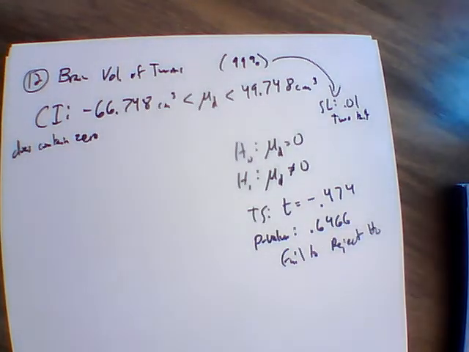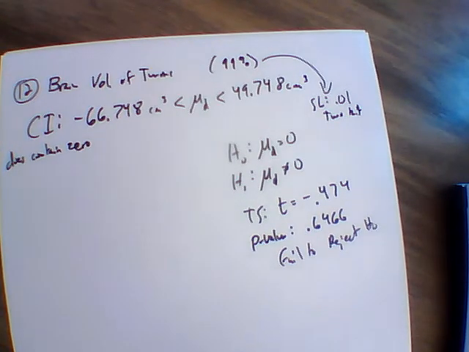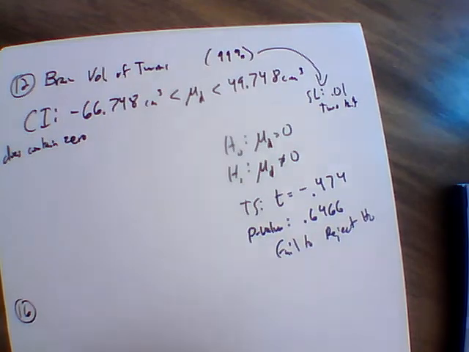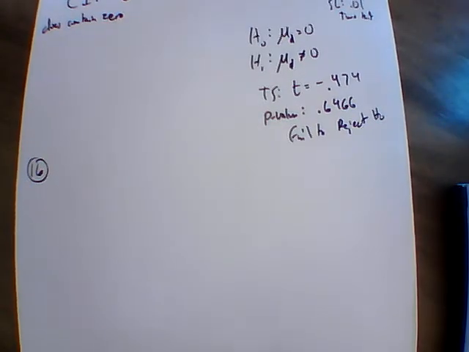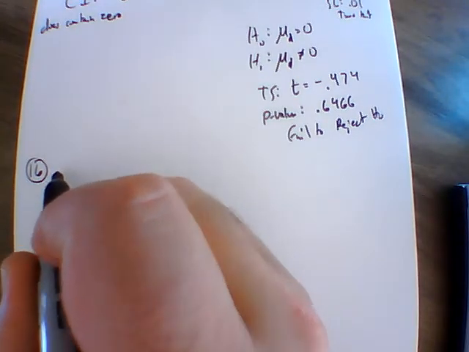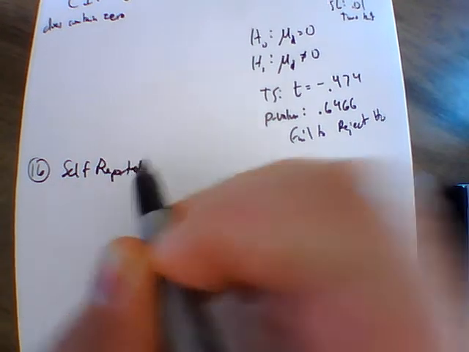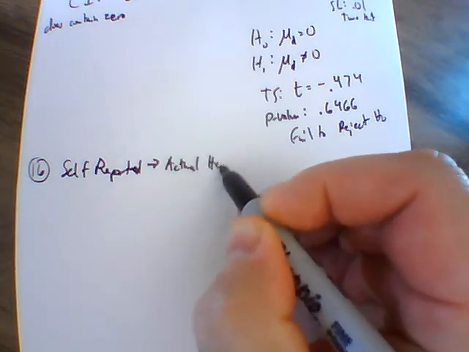So let's do another example. In this case, we'll do the hypothesis test first, and then we'll come back and also do the confidence interval so we can double check what's happening in here. Let's go to number 16. On number 16, we're talking about self-reported heights and the actual measured heights of males.